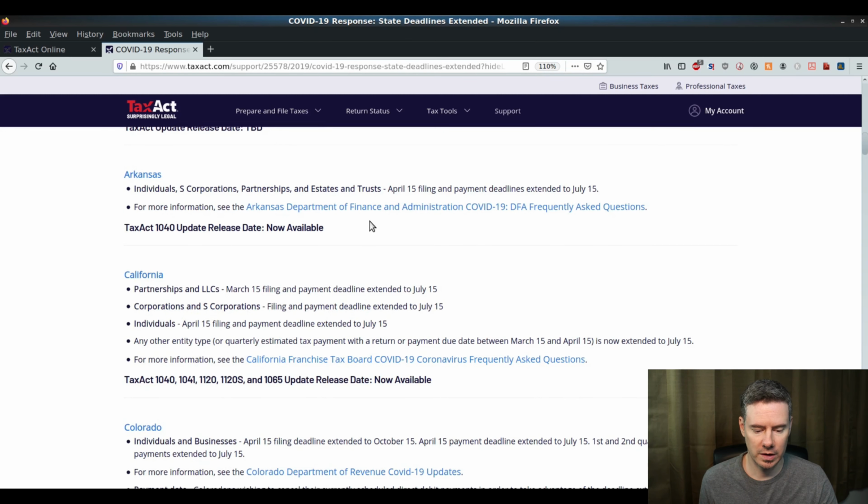If you were in, say, California, here are the options for California. I'm just giving you a different example of what different states are doing. Partnerships and LLCs, March 15th filing and payment deadline extended to July 15th. Corporations, S-Corps, filing and payment deadline extended to July 15th. Individuals, which is probably most people, April 15th filing and payment deadline extended to July 15th. Any other entity type is now extended to July 15th too. So basically flat across the board, July 15th for California. That's just another example of what a different state would do.